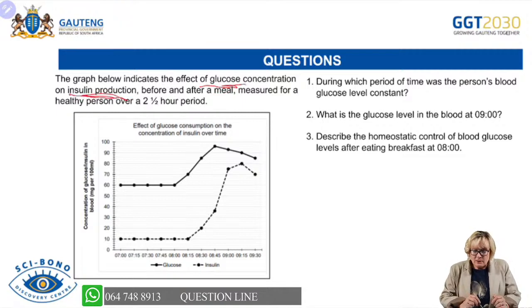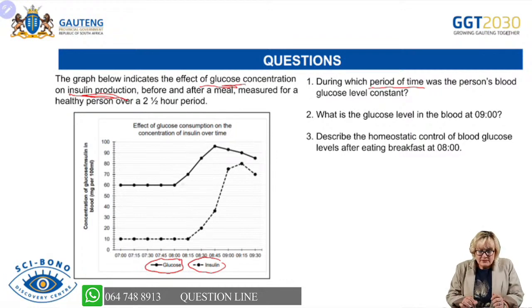All right. Now, if we look at the questions, they're asking us during which period of time, so we must read time, was the person's blood glucose level constant. Now, if we look at the graph, there are two lines and they're giving us a key. Glucose is the solid line and insulin is the dotted line. All right? So glucose is, which one is the top graph? And insulin is the bottom graph. So they're asking us during which period of time was the person's blood glucose level constant. So at which graph are we looking? We are looking at the top graph.